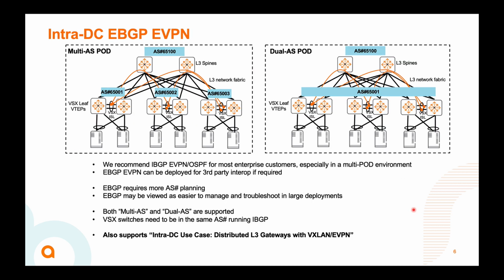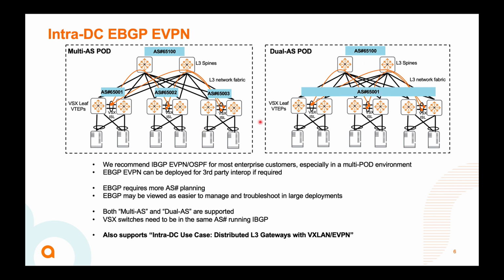The previous slide I covered iBGP EVPN, but we also support eBGP EVPN within a fabric. We support multi-AS and dual AS. Multi-AS means the different racks are in different AS numbers, and spines are in one AS number. Dual AS means all leaf switches are in another AS number compared to the spines.